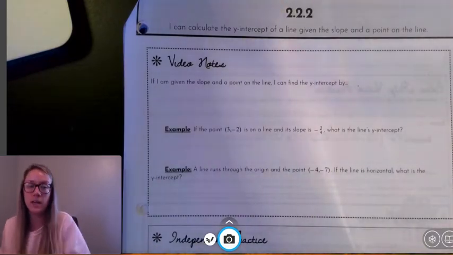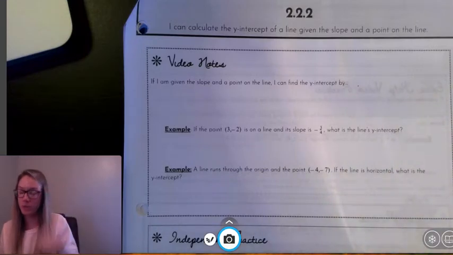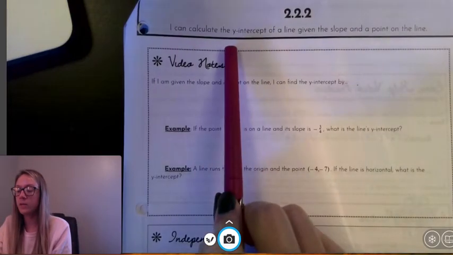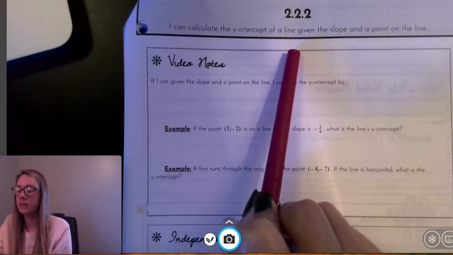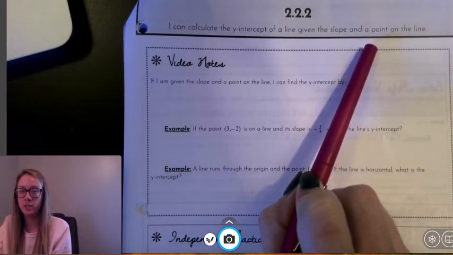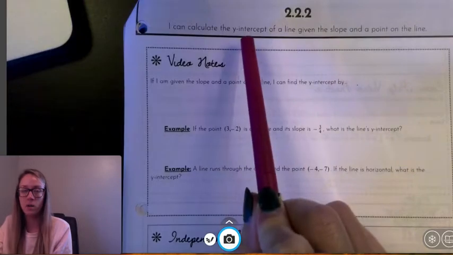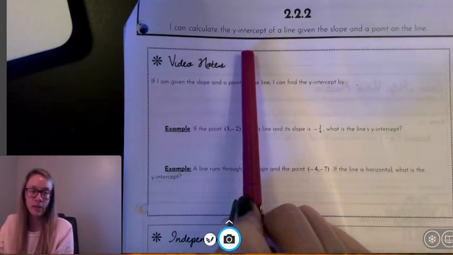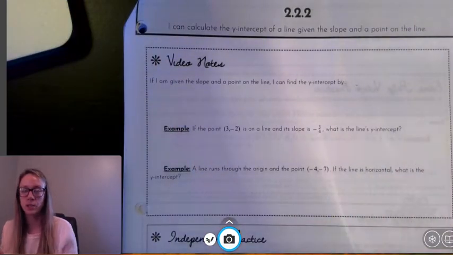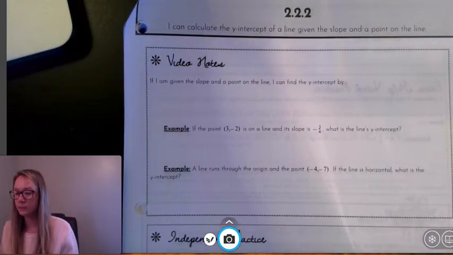Today we are looking at Learning Target 2.2.2, which is on page 19 of your packet. And it says, I can calculate the y-intercept of a line given the slope and a point on the line. So we're taking information and using that to find our y-intercept without looking at a graph. So we're doing it algebraically. So we're going to go through the video notes section and we're going to go through a couple examples.